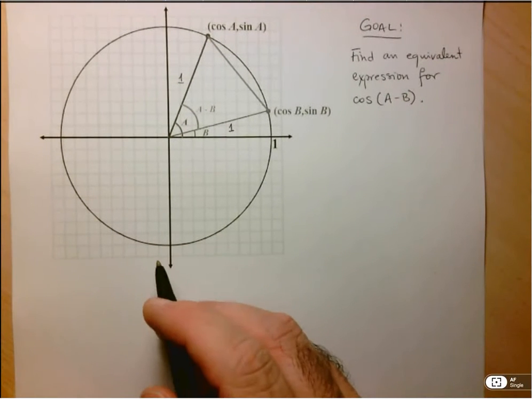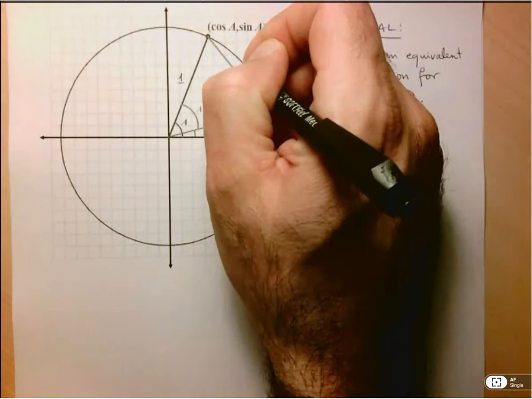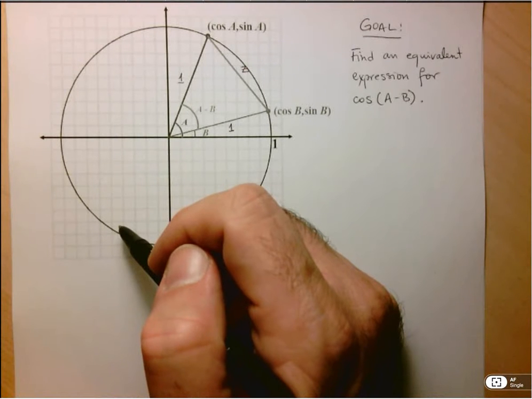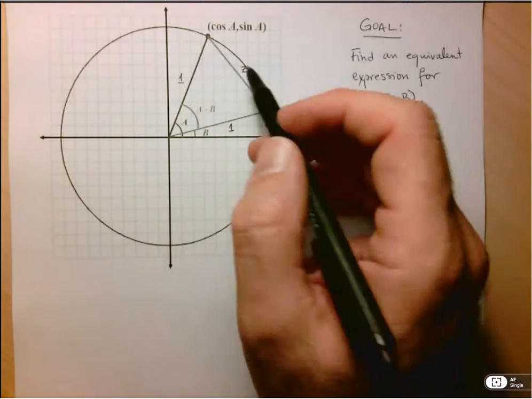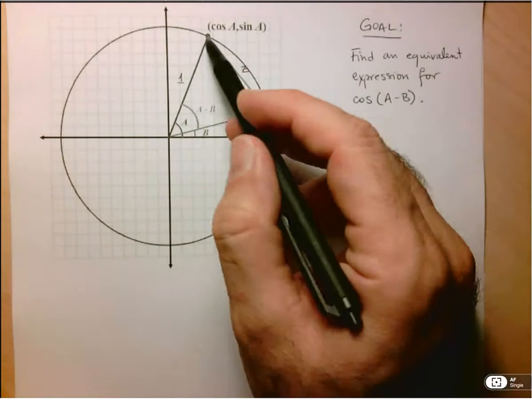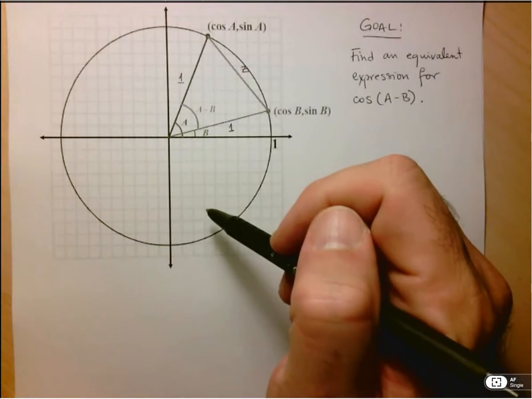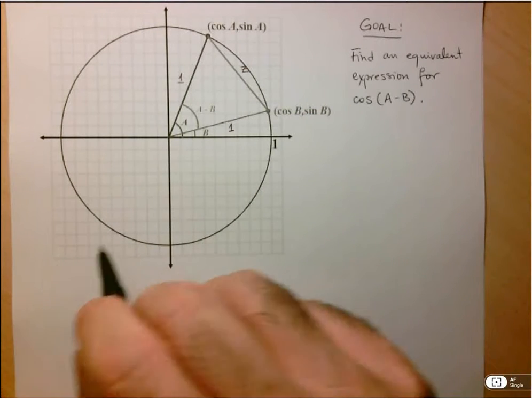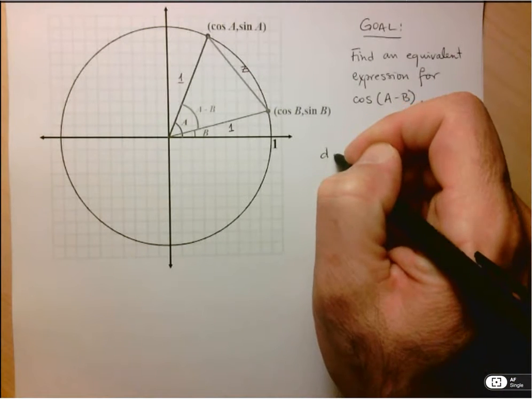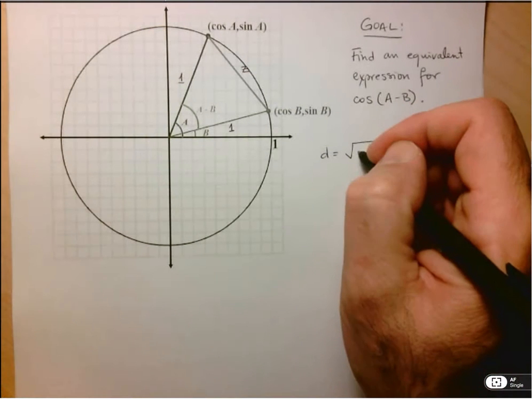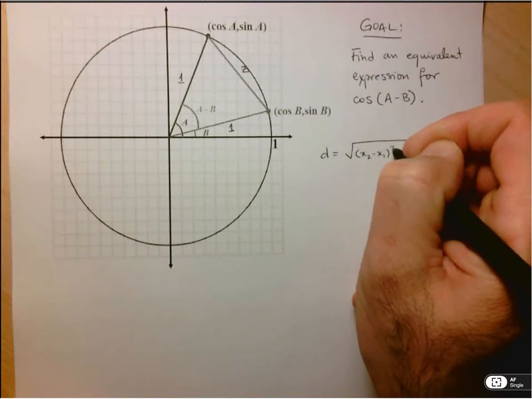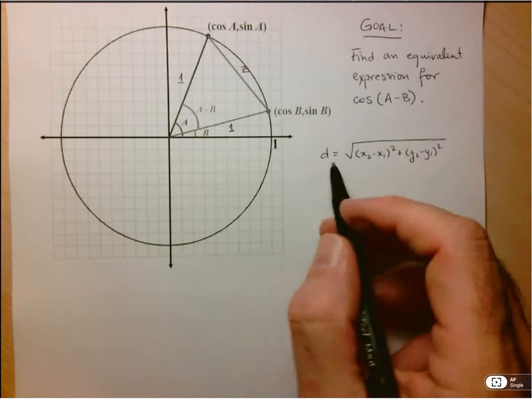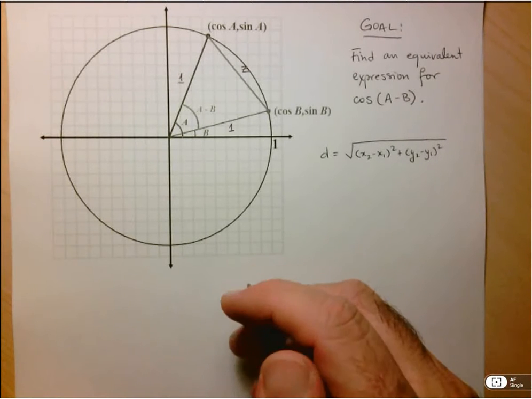In order to use the cosine law, I'm going to need the side opposite my angle A minus B for my formula. Since I know what these two points are, I can determine the length z that I called z here. It's just the distance between these two points. Let's remember what the distance formula is between two points. The distance formula is given by the square root of the difference in the x values squared plus the difference in the y values squared, which of course is an application of Pythagoras.